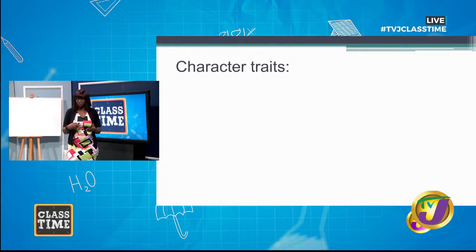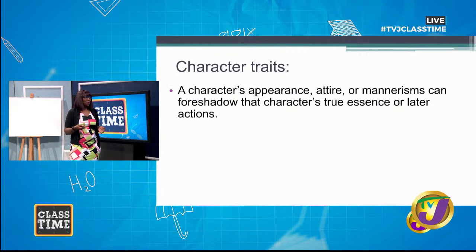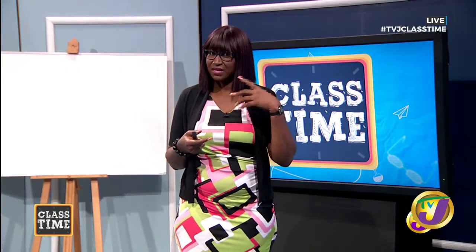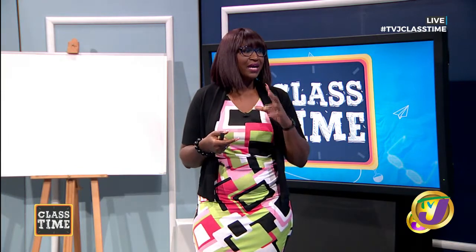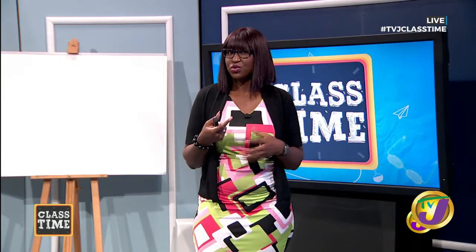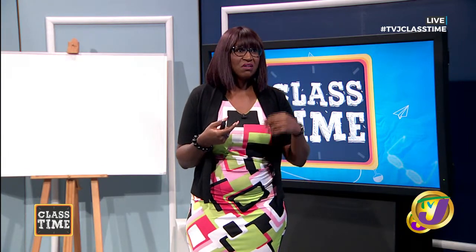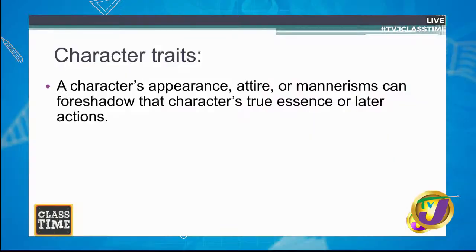So your character traits can foreshadow things as well. Now, your character's appearance can do it, or what they're wearing, how they behave, their mannerisms. Now, what you can use that to do is again to give us some hints. We looked at characterization earlier, and these are the things that you can use to show something is going to happen later on. So if your character is constantly angry, then that is telling us something that is to come.